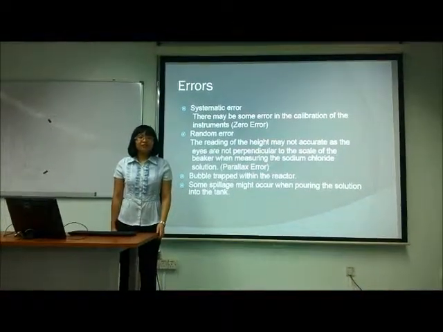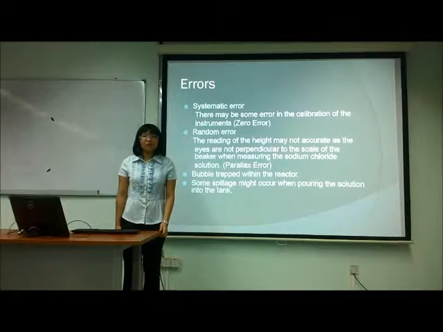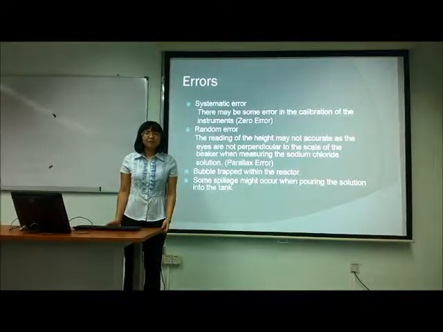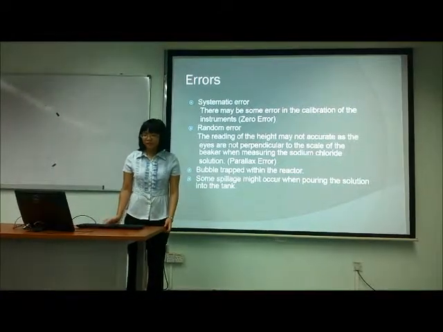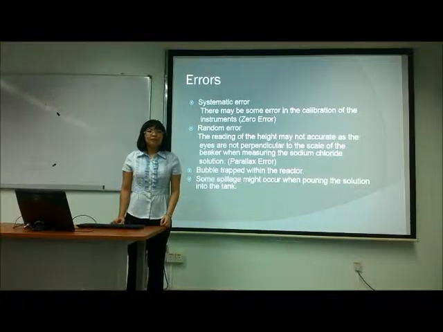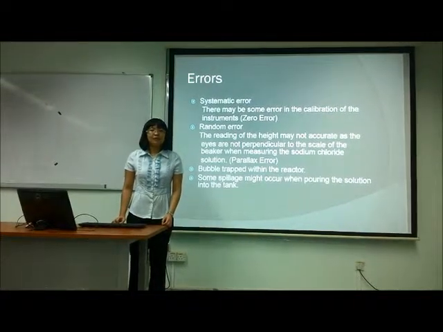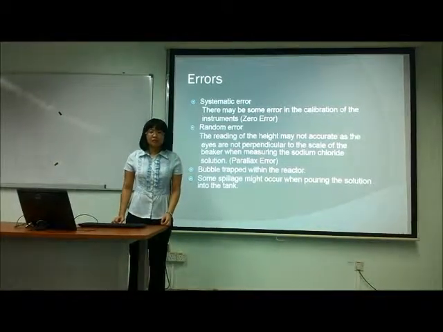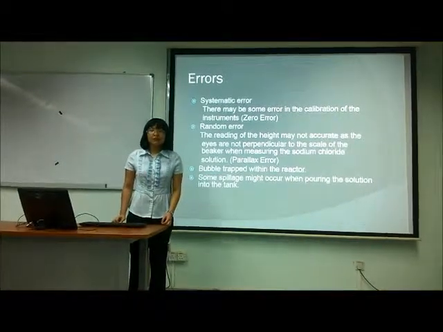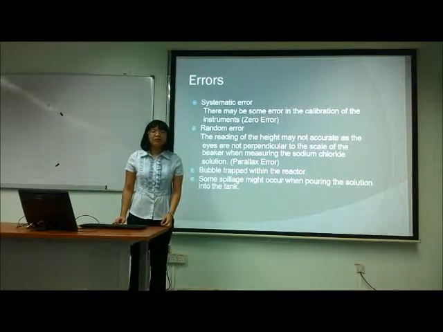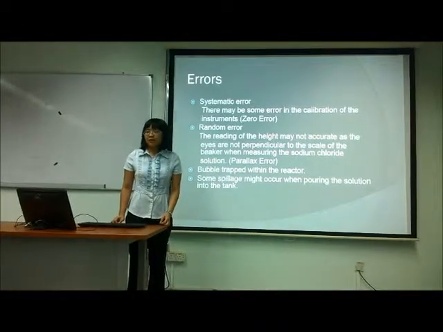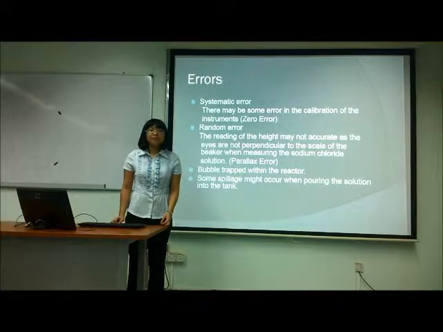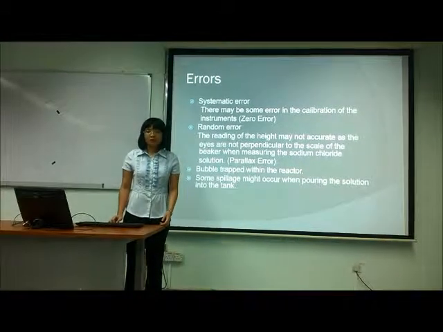Since I've already finished talking about the discussion of our experiment, I'll now like to talk about the errors and recommendations. The graphs we obtain are slightly different from the ideal graphs given. This might be due to some errors we committed when carrying out the experiment. One of the errors might be systematic error, where there is some error in the calibration of the instruments. This can also be known as zero error.